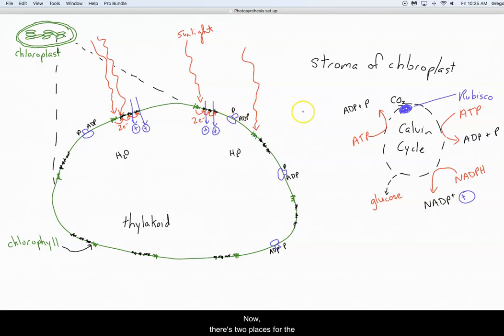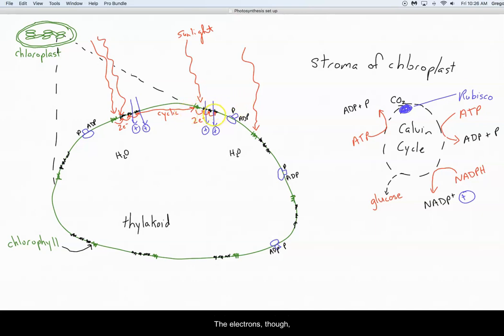Now, there's two places for the electrons to go, two places for them to end up. The electrons can go from one chlorophyll through the enzymes and then get harvested by another chlorophyll to replace the electrons that it lost. If that is what happens, then the reaction is called cyclical. So this is the cyclic reaction. I'll write that down here, cyclic. So if electrons are going from chlorophyll to chlorophyll, that's called cyclic.